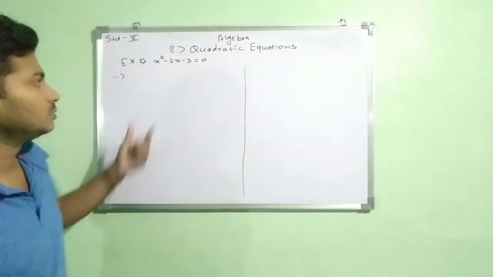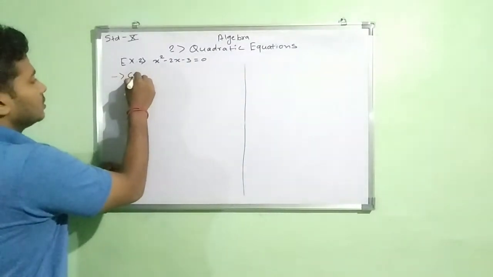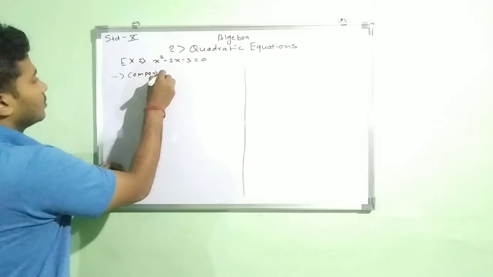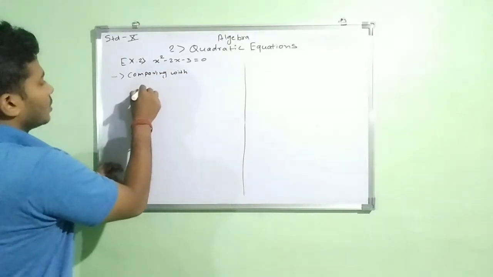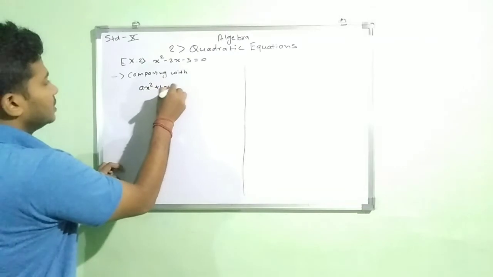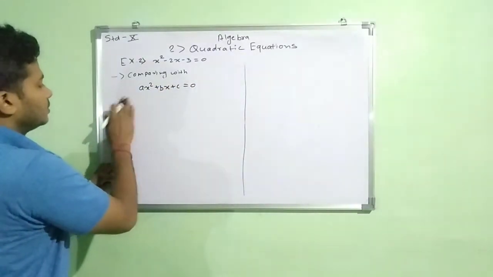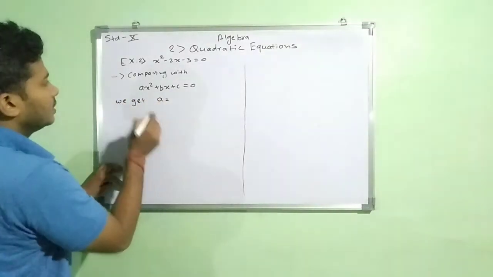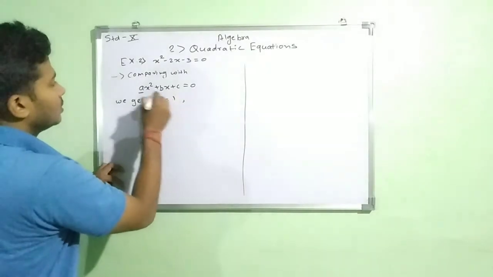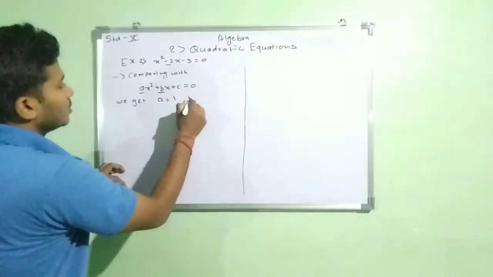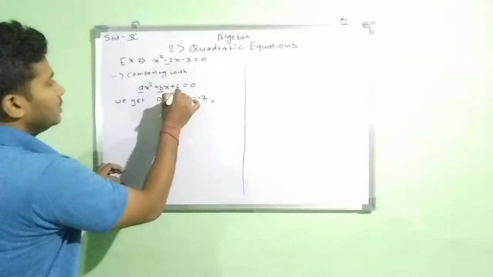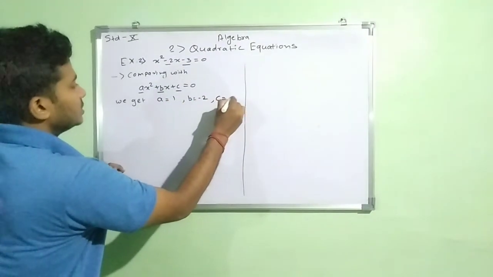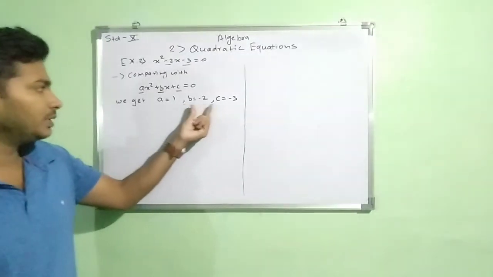So this is our example number 2. x square minus 2x minus 3 is equal to 0. So again we have to find the solution by using our formula method. So comparing with ax square plus bx plus c is equal to 0, we get the value of a as 1, the value of b as minus 2 and the value of c as minus 3. Okay, so here we got the value of a, value of b and value of c.